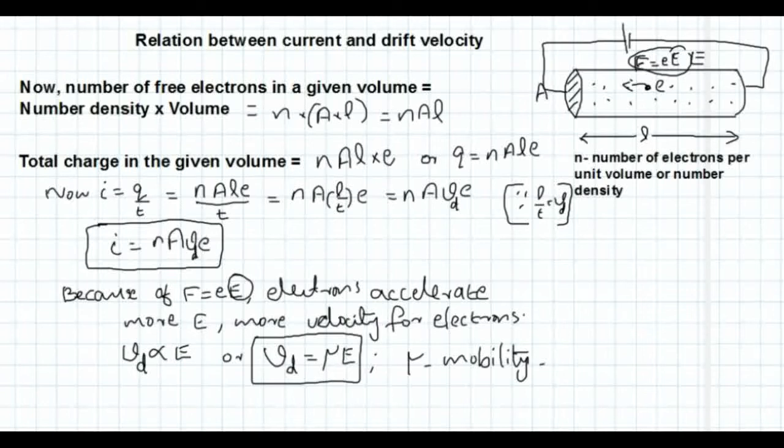So this equation simply means when we increase the electric field, that means when we increase the potential of the cell, right? When we increase the potential of the cell, there will be more electric field, and when there is more electric field, there is more velocity for the electrons.